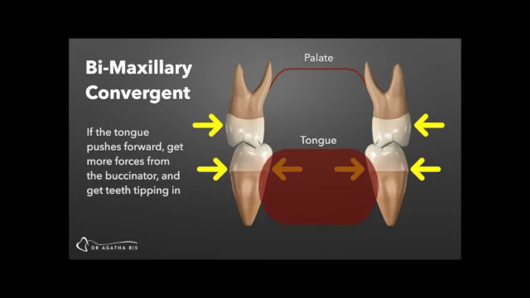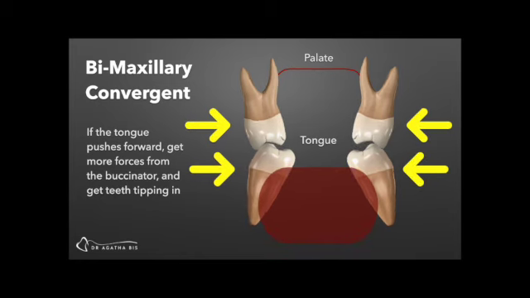So if the tongue pushes forward, you get more forces from the buccinator, and you get teeth tipping in, both of them. So they may not look like a crossbite, but all teeth are lingually inclined.